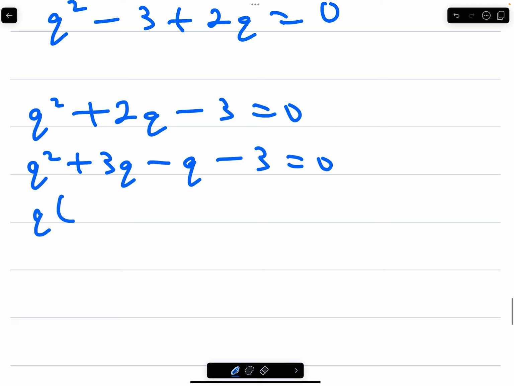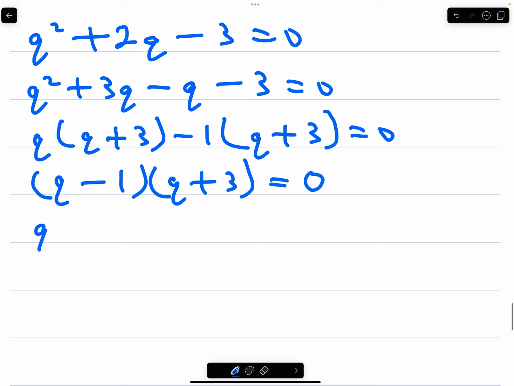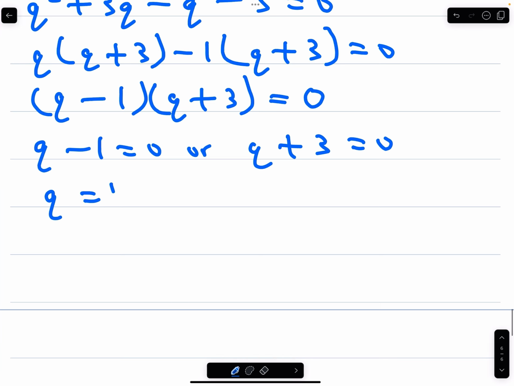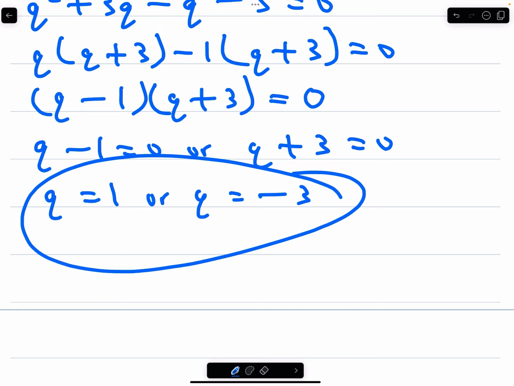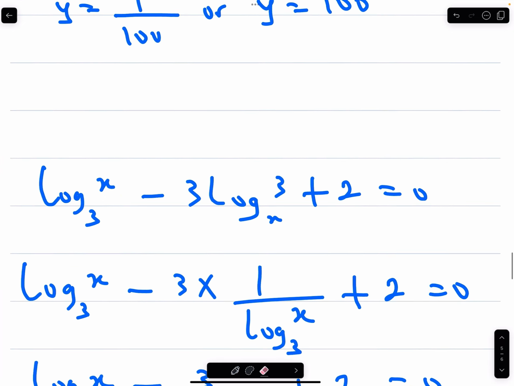And that means q into bracket q plus 3, minus 1 into bracket q plus 3, equals 0. And that simply means q minus 1 times q plus 3 equals 0, which simply means q minus 1 equals 0 or q plus 3 equals 0. And that means q equals 1 or q equals minus 3. But don't forget that q is not the solution of the equation. The solution of the equation is x.